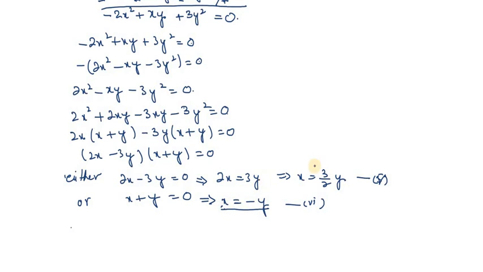Similarly, we put the value of x is equals to 3 upon 2 y in equation number 1, and we form an equation in the form of y. For solving the equation we get the value of y, and then back substitute the value of y in this equation and get the value of x. So finding the values of x and y, write the solution set, and this is case 5 of type 2.